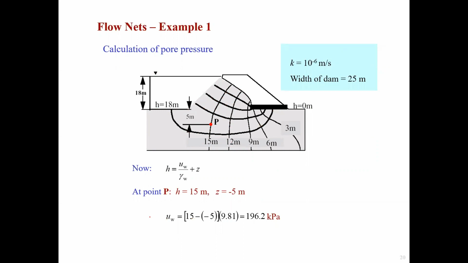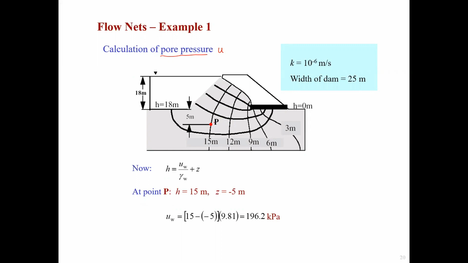And another important part is to calculate the pore water pressure, u. The pore pressure at any point can be calculated using the steady state flow equation that we have learned in lecture 3. After you plot the flow nets, you can calculate the pore water pressure at any point within the dam.